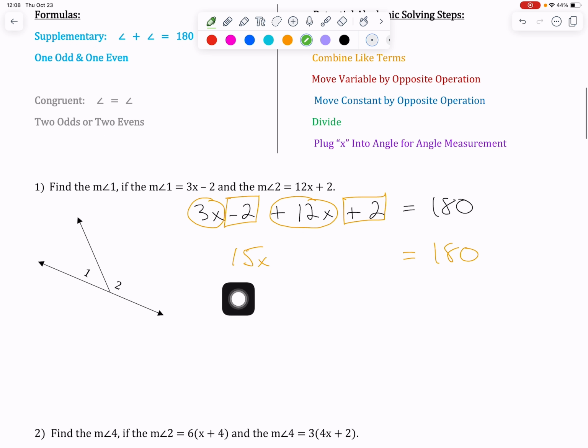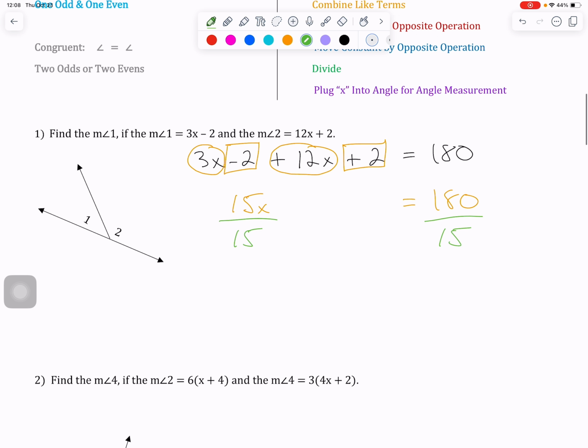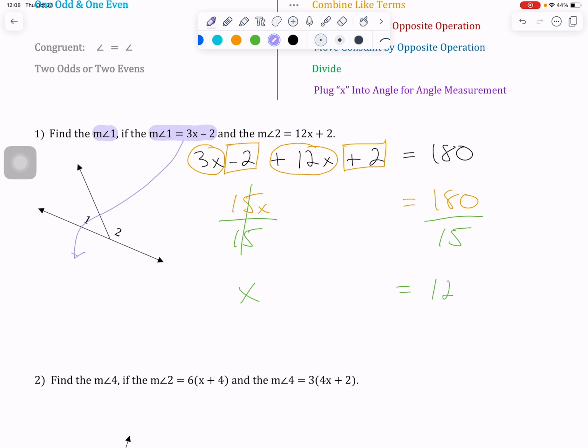All right, we will divide each side by 15 because, yes, that 15x tells us to do 15 times x equals, in our calculator, should be 12. And let's just go ahead and plug in. Find the measurement of angle 1. So I did do the light purple here. Angle 1, let me make that a little larger, equals 3x minus 2. So we're just going to plug in our x here.